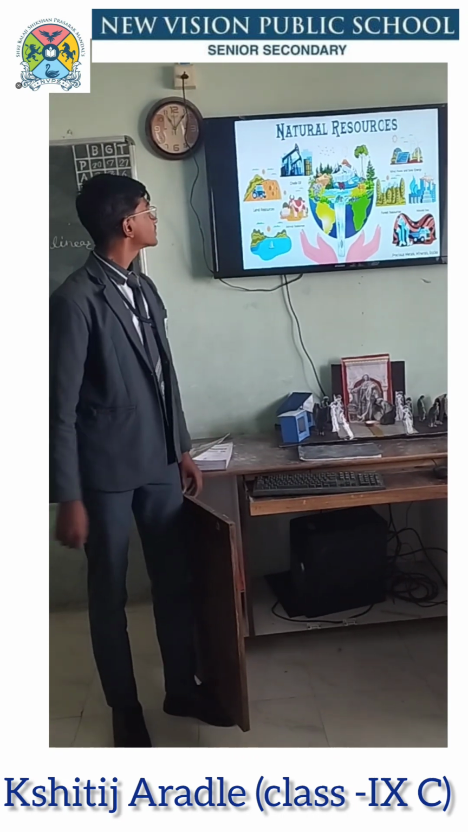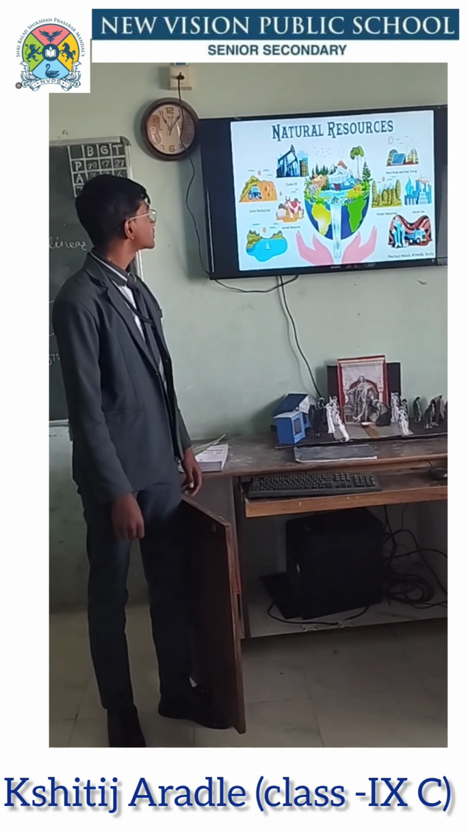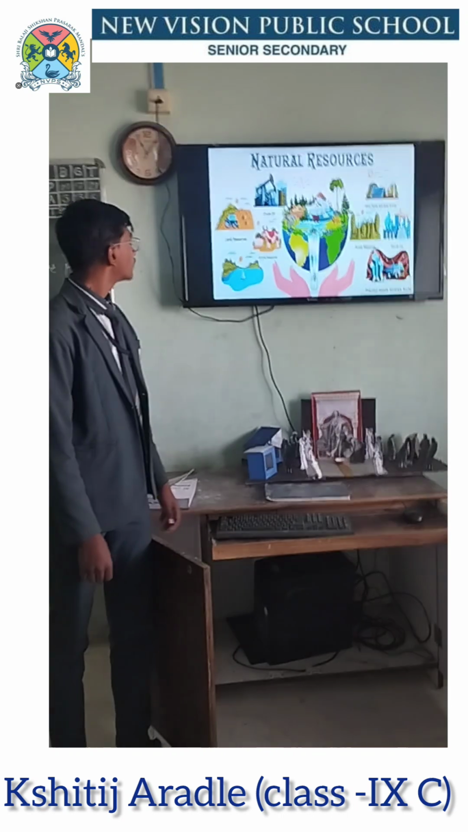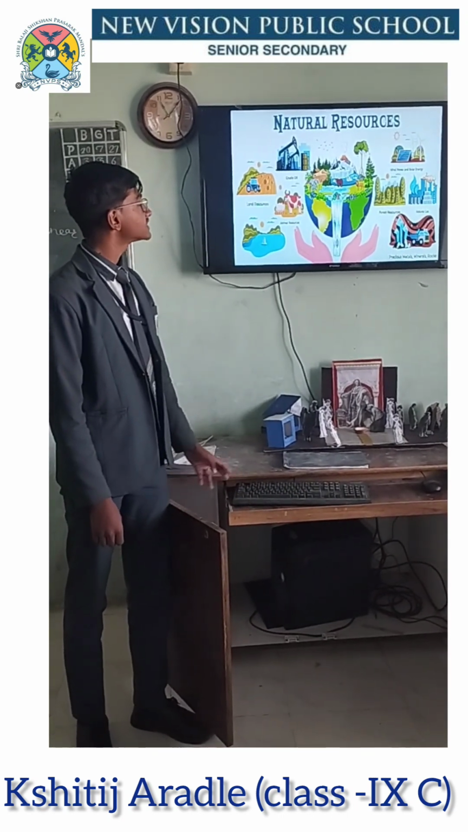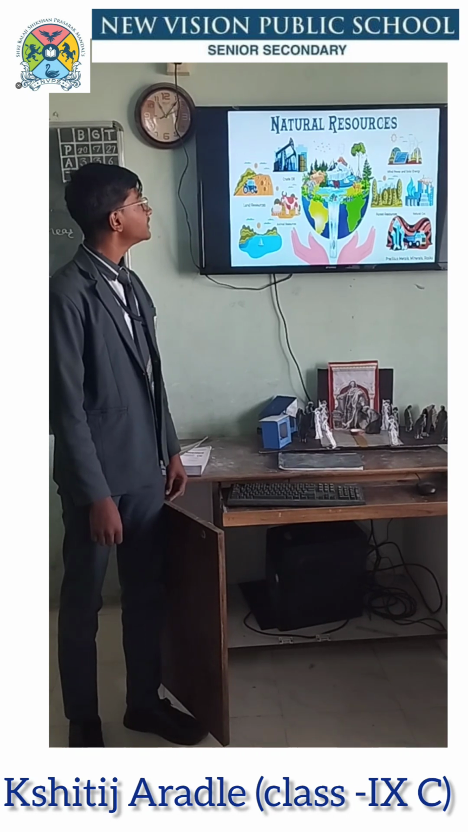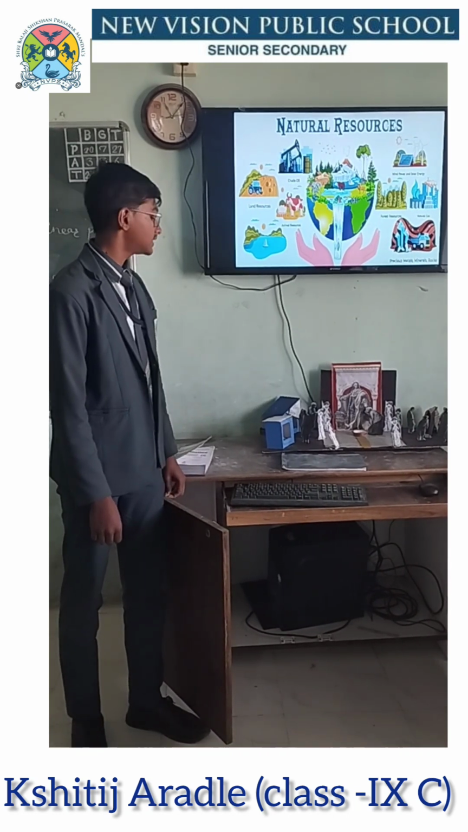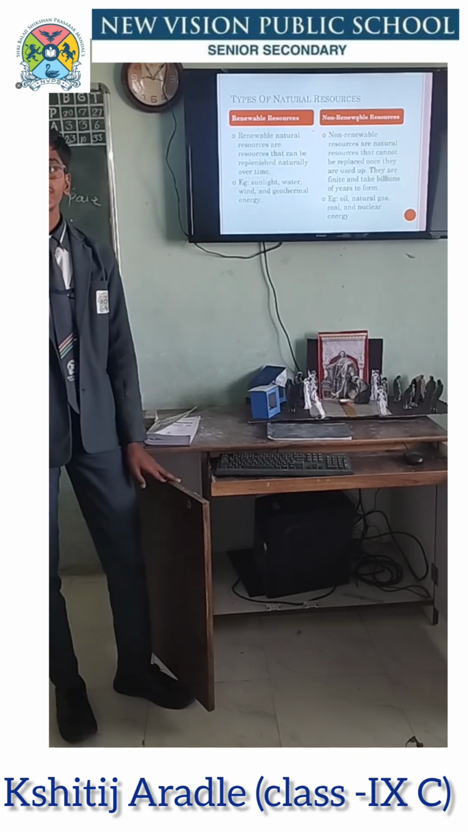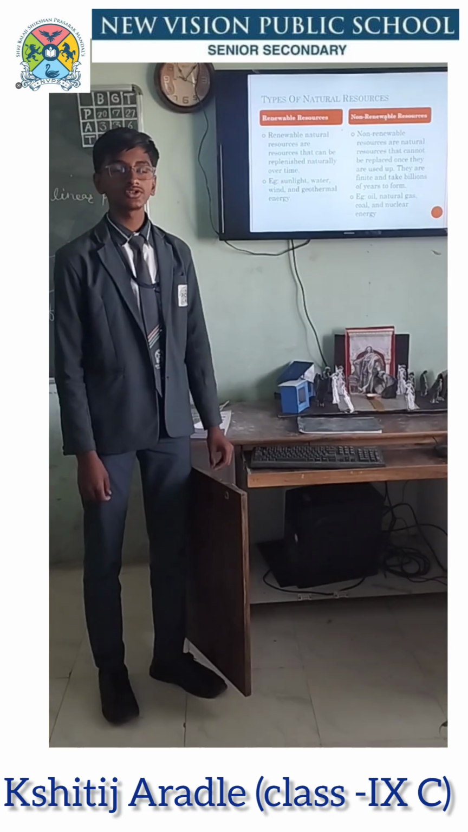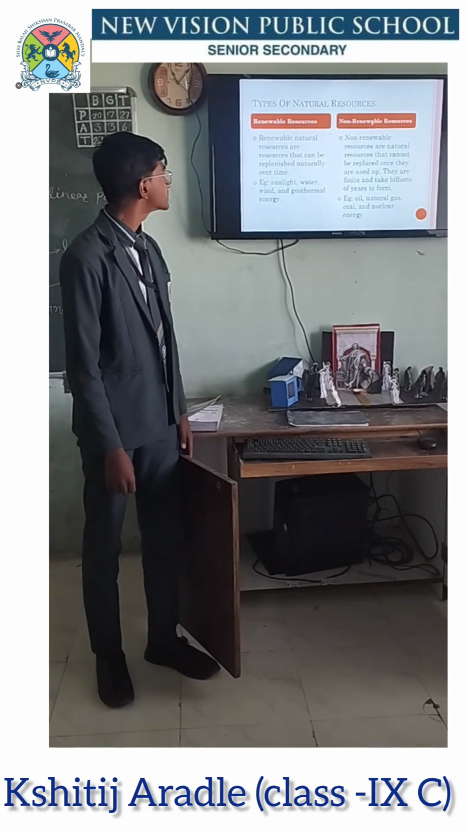Here are some examples of natural resources: land resources, animal resources, water resources, precious metals, minerals, rocks, forest resources, natural gas, wind power and solar energy, and crude oil. There are basically two types of natural resources: renewable natural resources and non-renewable natural resources.